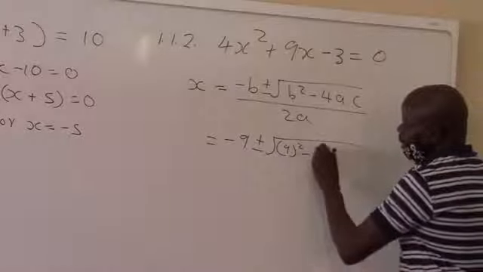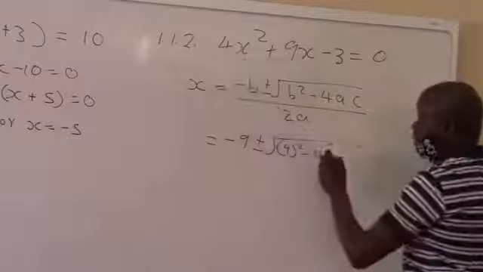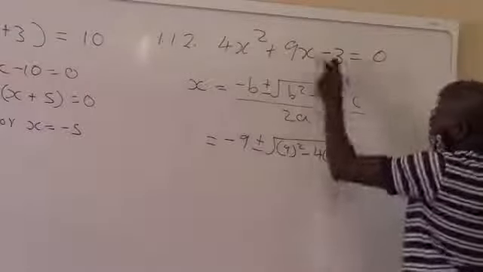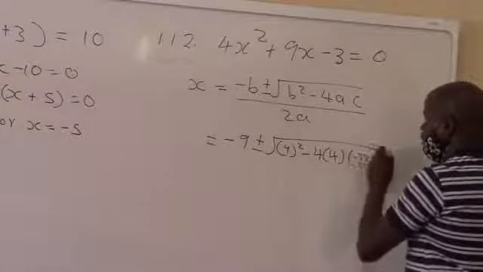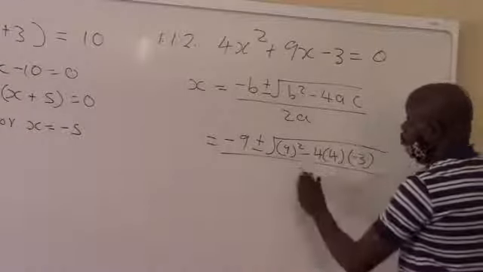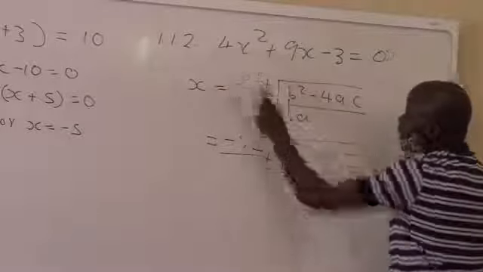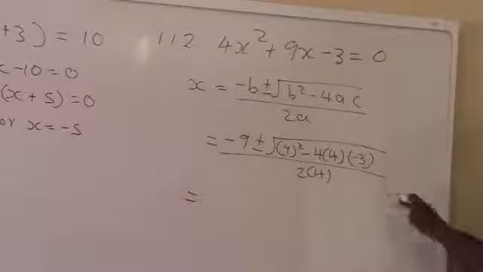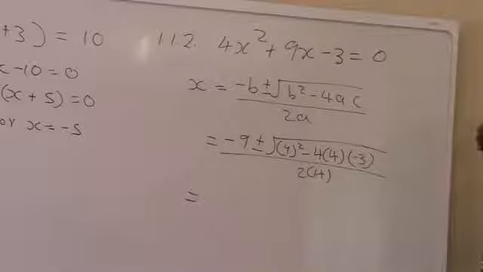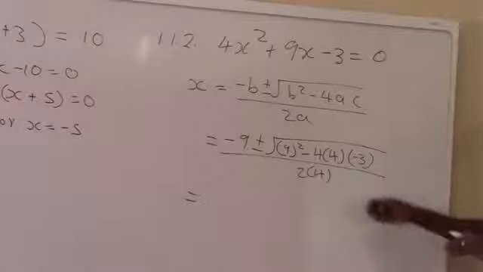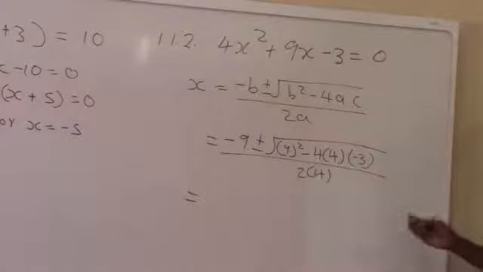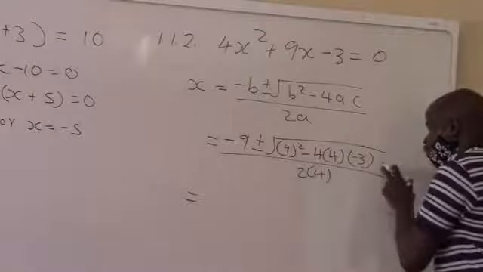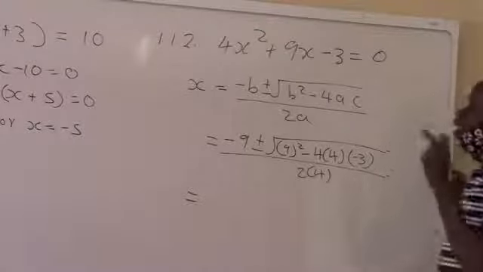And then we have negative 4. Our A in this case happened to be 4, and our C happened to be negative 3, all over 2 into 4 because our A is 4 there. Then you get a mark for correct substitution into the correct formula, because even if you substitute correctly but into a wrong formula, it will not be marked because you didn't use the correct formula.